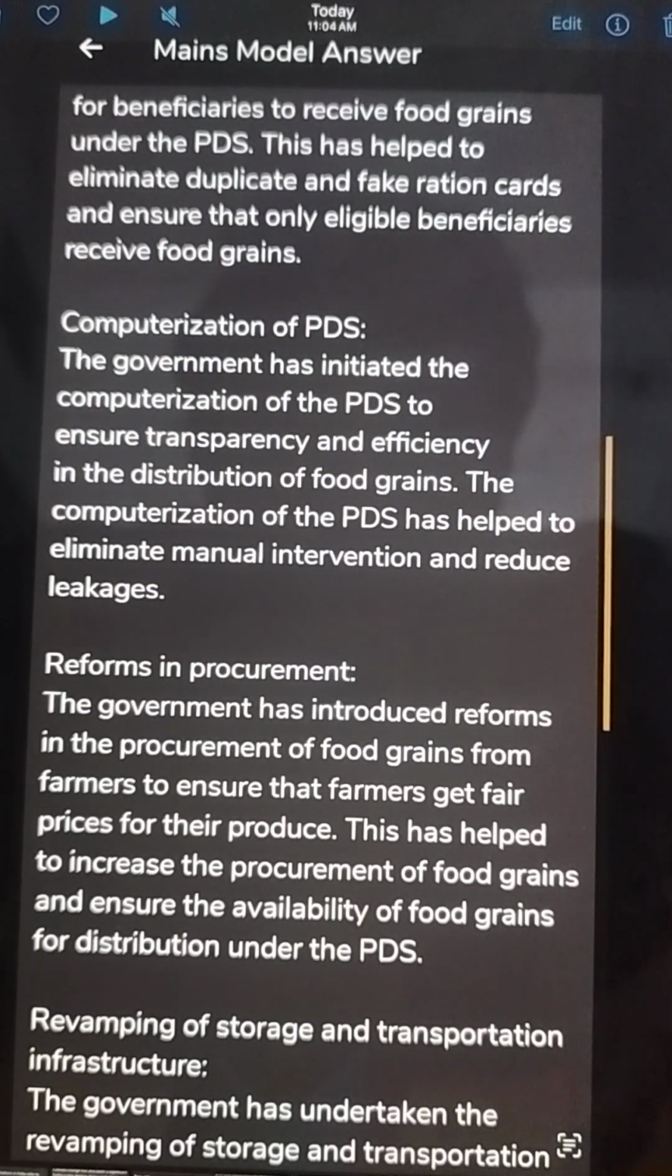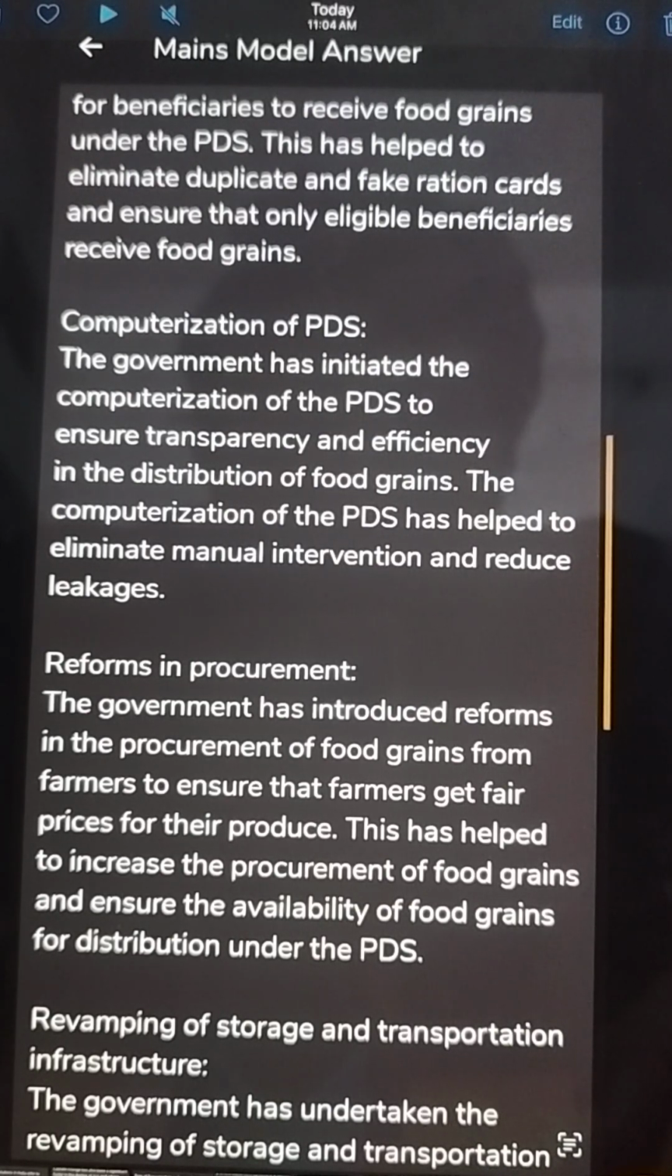Then comes reforms in procurement. The government has introduced reforms in the procurement of food grains from the farmers to ensure that farmers get a fair price for their produce. This has helped to increase procurement of food grains and ensure the availability of food grains for distribution under the PDS.